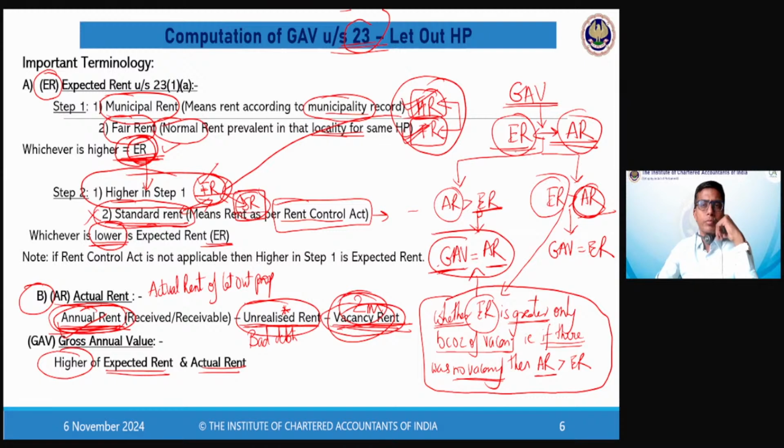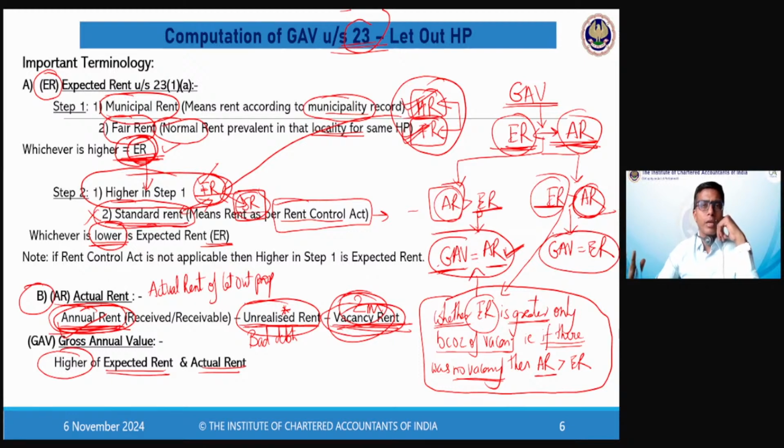So first, find out ER and AR. How to find out? We have just discussed. Now, if your AR is greater than ER, don't see anything else. Directly your answer is GAV is AR. Because logically also you have to pay tax on actual rent. So GAV is AR. But where ER is greater than AR, the law is not saying directly GAV is ER.